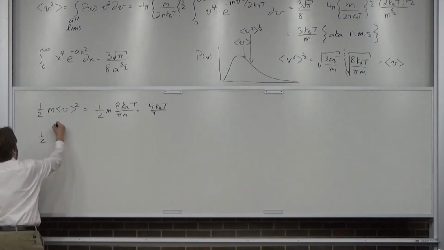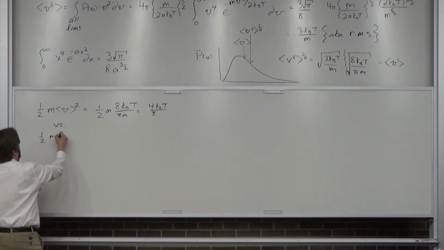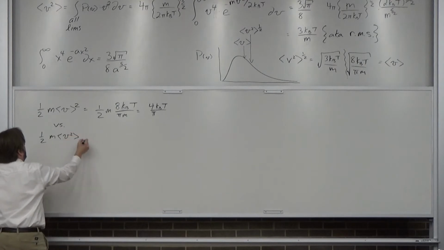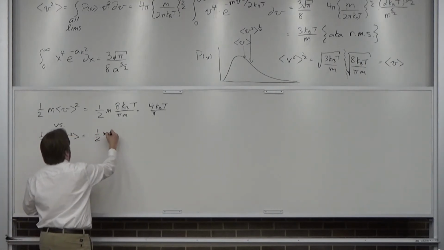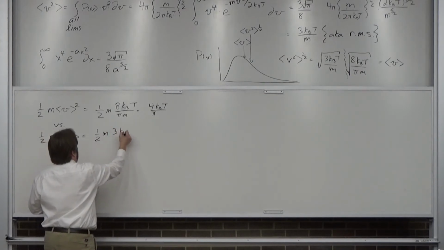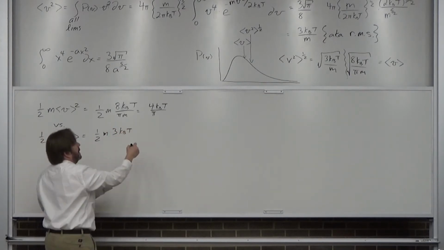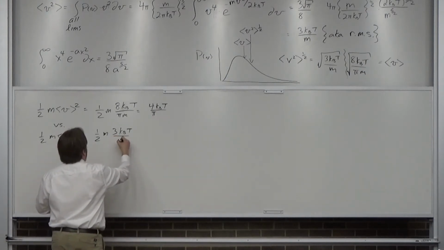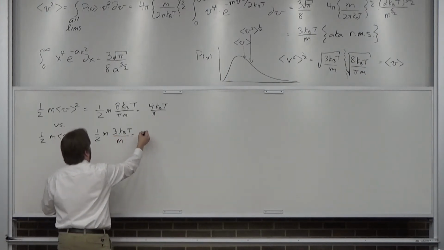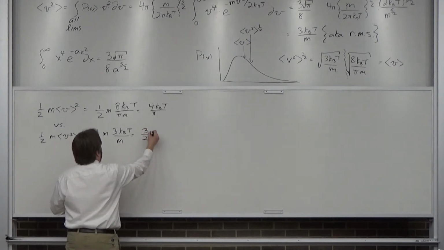All right. Now let's do this. We're going to compare that to 1/2 m times the average value of the square. What's that? Okay, that's 1/2 m times 3 kBt, I actually already forgot it, over m. So what is that? That's 3 halves kBt.